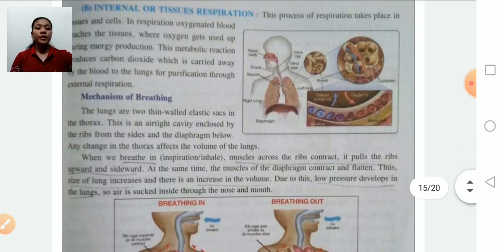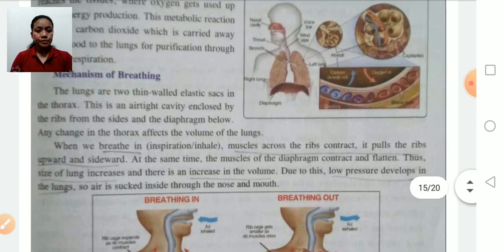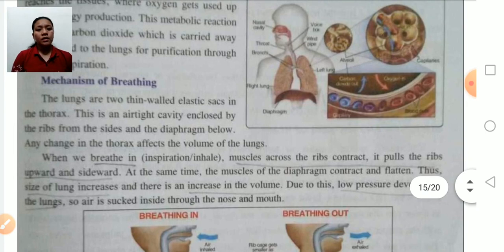Mechanism of breathing. The lungs are two thin-walled elastic sacs in the thorax, meaning the chest. It is just like two balloons, two elastic sacs in the chest.